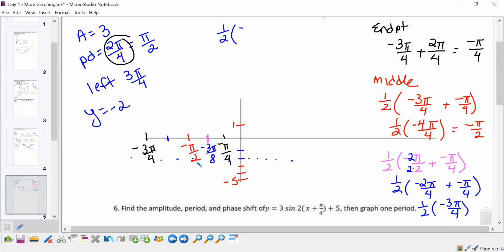All right, one more halfway. I'm going to, again, write -pi over 2 as the common denominator. Save myself a step. So negative pi over 2 plus negative 3 pi over 4 is 1/2 of negative 5 pi over 4. And this is negative 5 pi over 8.